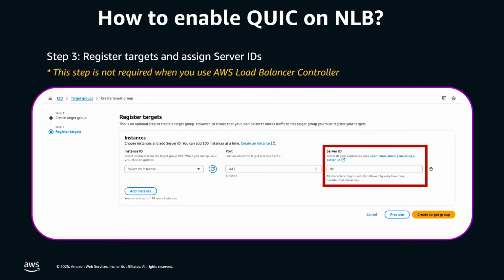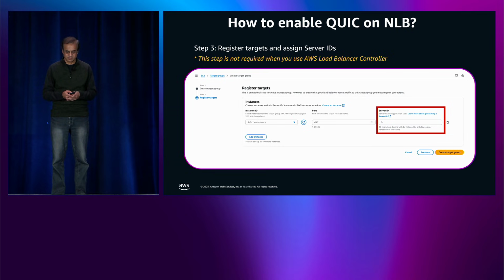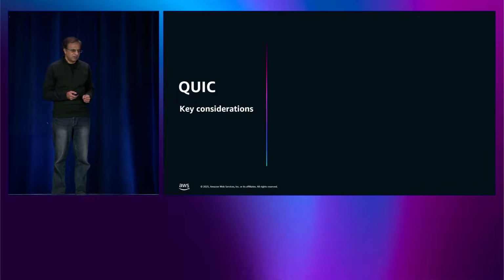And at step number 3, this is needed only if you're not using AWS Load Balancer Controller. Jamie showed the Load Balancer Controller. It's our orchestration that helps orchestrate load balancer. So if you're using Load Balancer Controller, then this step is not needed. But in this case, this is where you assign server IDs if you are not using a Load Balancer Controller. That was a simple process of establishing or enabling the QUIC feature.